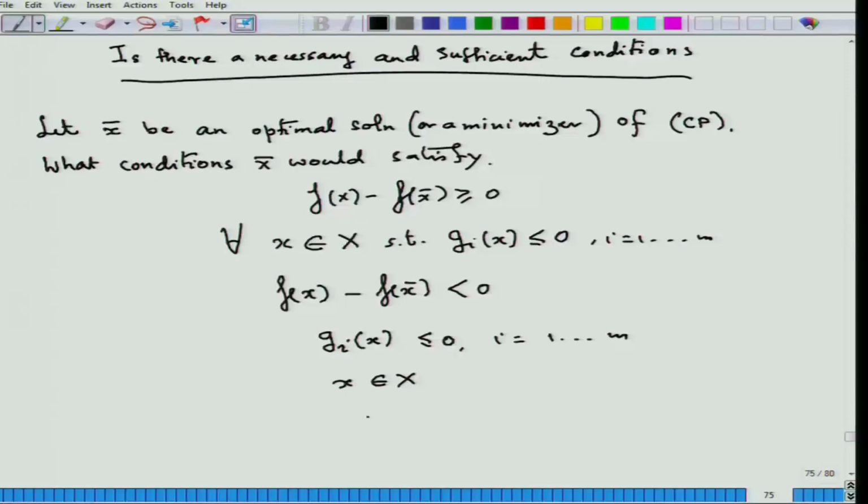Because if there is an x which is feasible to this original problem CP and also satisfies this, meaning it has a value which is better than f of x bar, then you cannot say that x bar is a minimum, but we have guaranteed that x bar is a minimum. So, x bar minimizes the function over the constraints. So, this system does not have a solution.